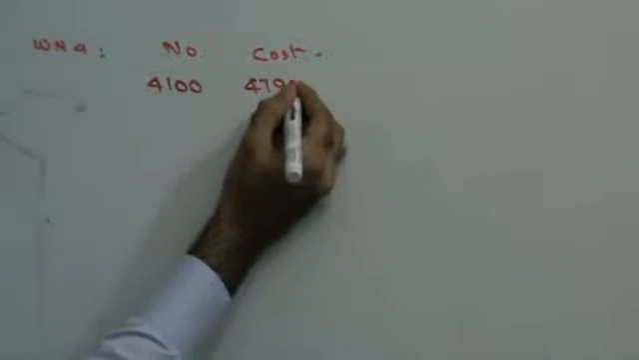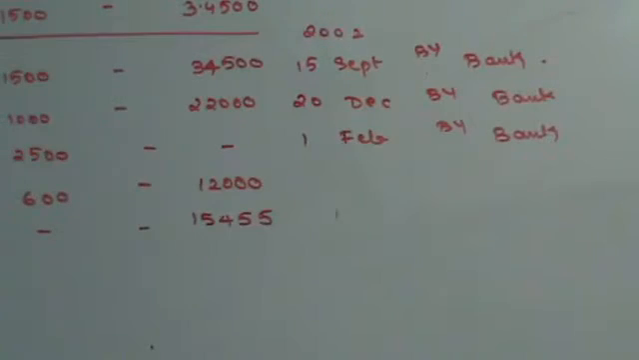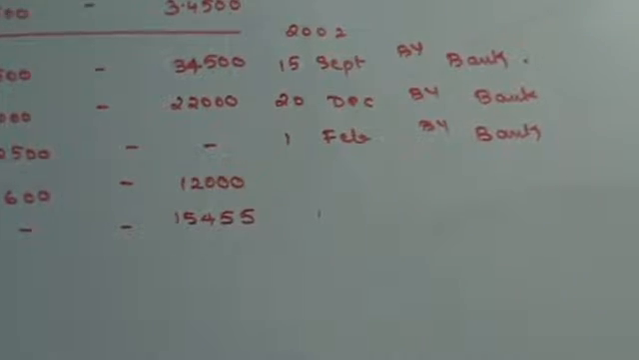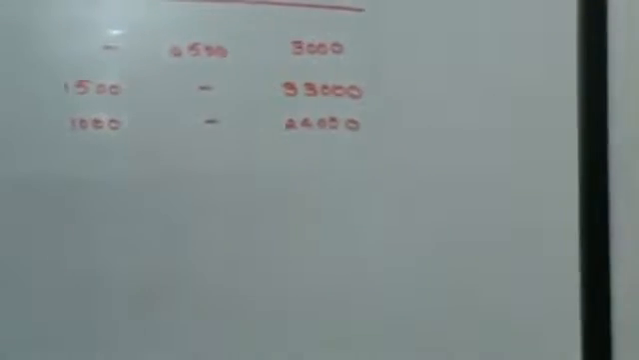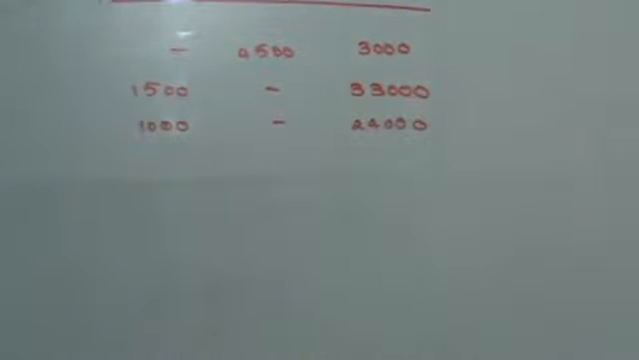Right? Now before the date of the sale, you had 5,600, out of which you had finished selling 1,500. So 4,100. Someone get me the cost. 47,955. How did he get the cost? He added 34,500 plus 22,000 plus 12,000 plus 15,455 minus 3,000 minus 33,000.